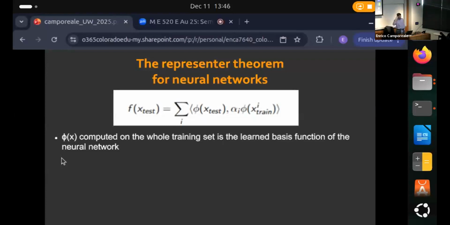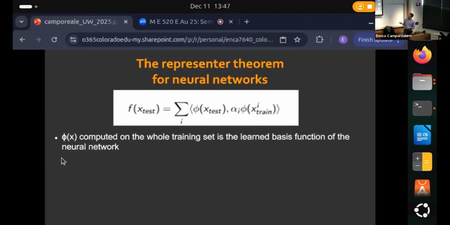Now, when I looked at this, embarrassingly enough, I didn't know about this, but maybe coming from a physics background, I was very surprised, because physicists love to project everything onto a basis function. And this is exactly what it is, right? So basically this phi of x, which is the vector of your latent features, is the learned basis that the neural network has learned through looking at the data, right?